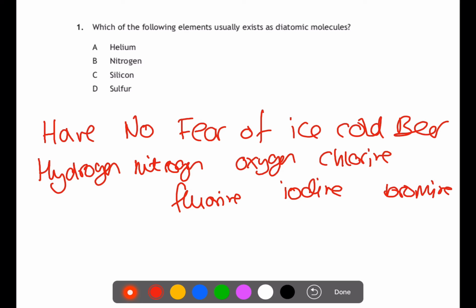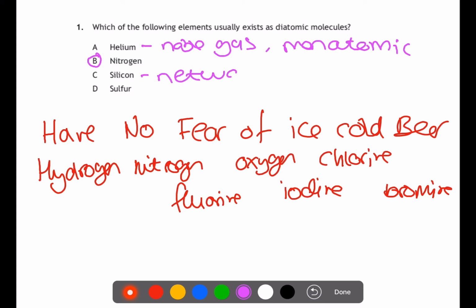Having a look at the answers, we can see that the answer to this question is nitrogen. Helium is a noble gas and exists as a monatomic gas, single atoms. Silicon is a network element, and sulfur is a molecule. It exists as S8 rings.